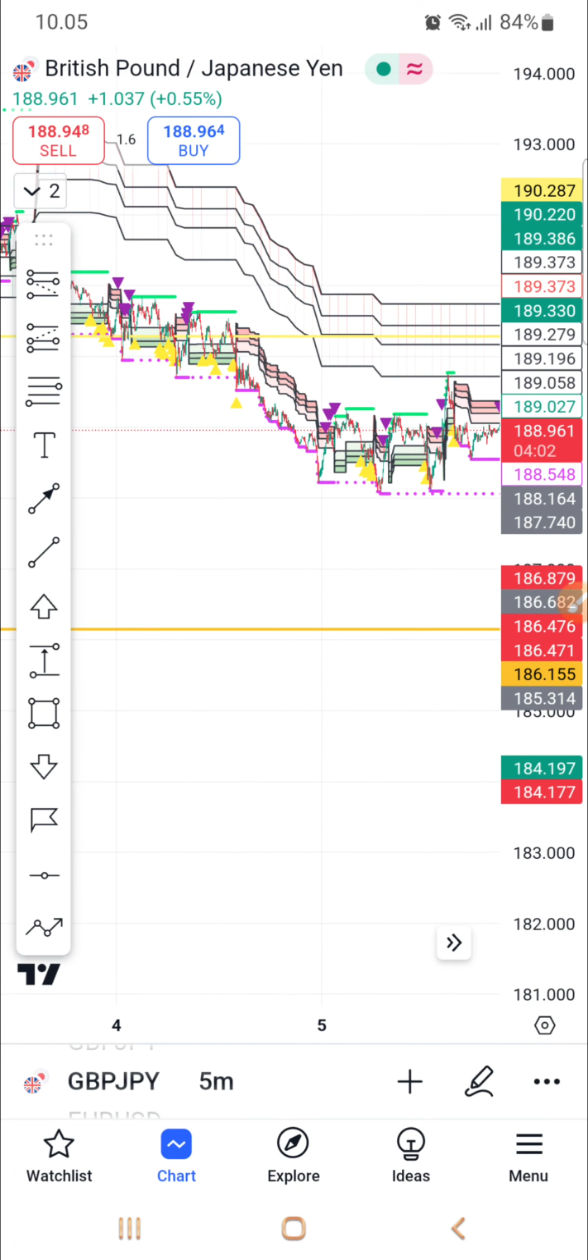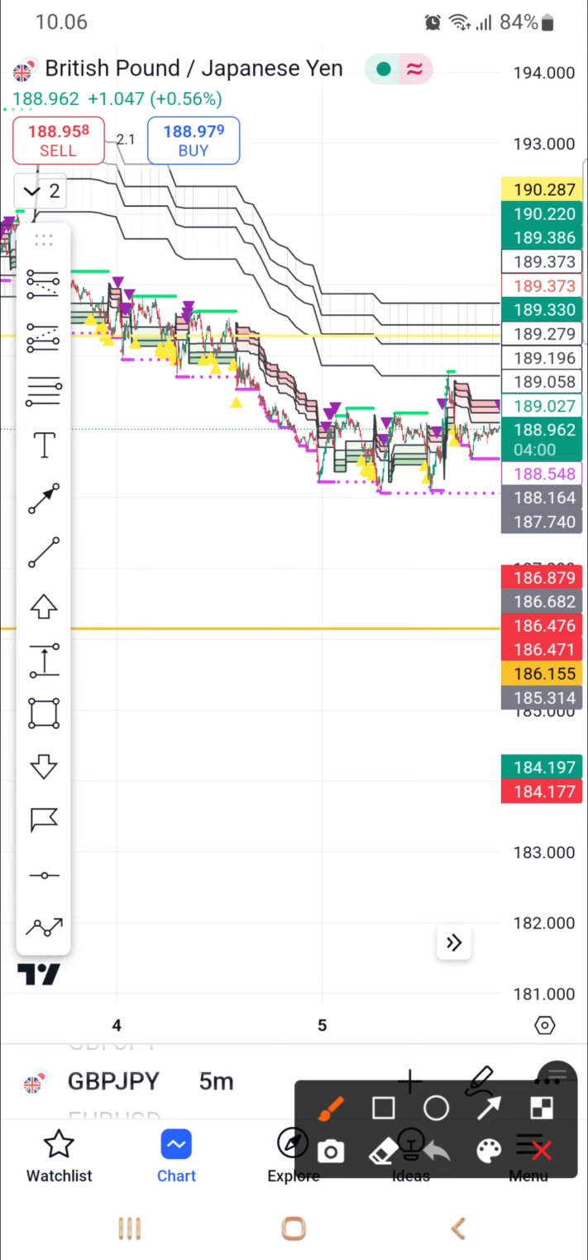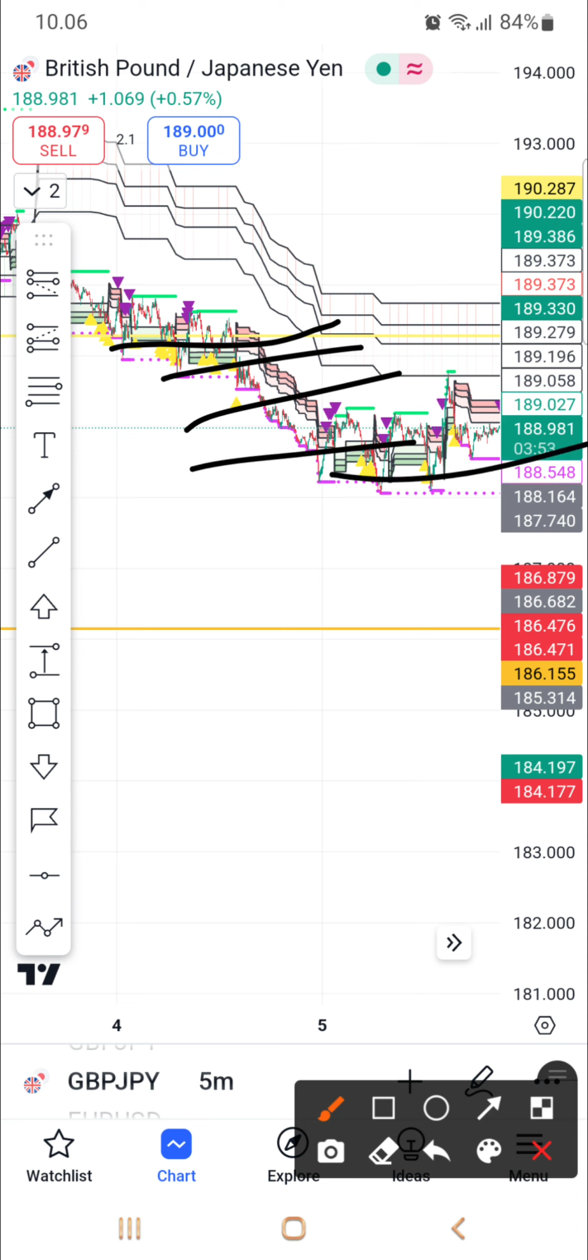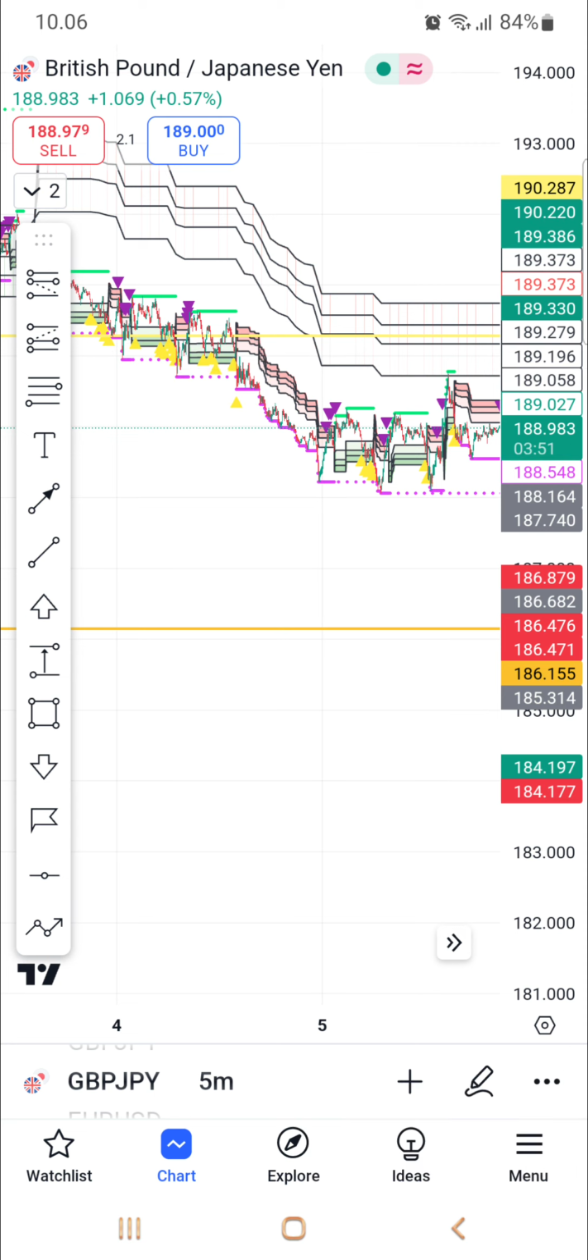If a retail trader must open only one position, here we buy. No, they must open another buy, another buy, another buy. They must open like that.